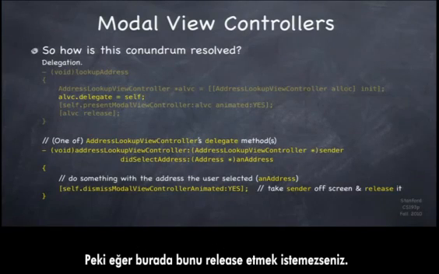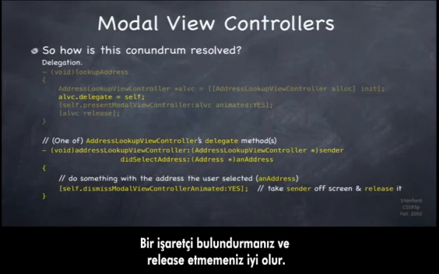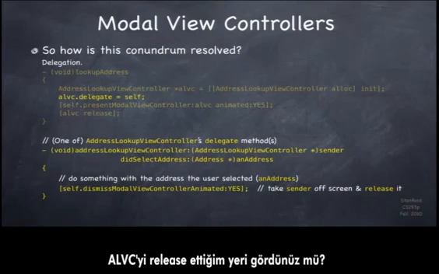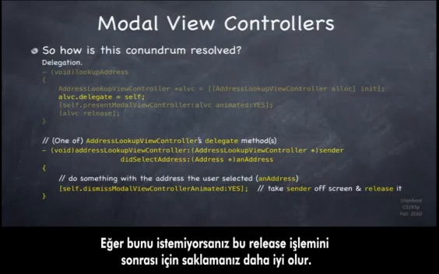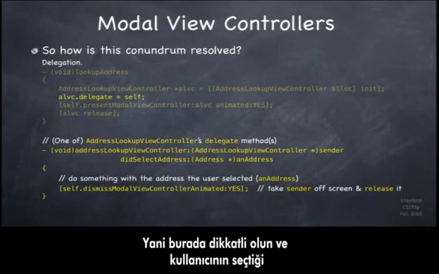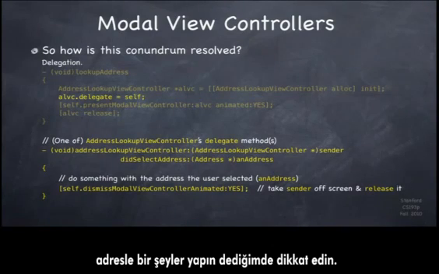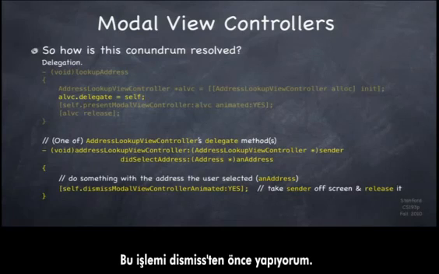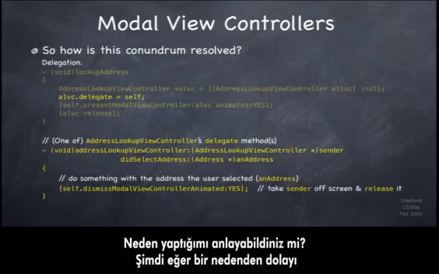So if you don't want it released there, you better keep a pointer and not do the release up above. See where I say ALVC release? Better save that release for later if you don't want it, because after this happens, it's going to be fully released. Okay, so be careful there. So notice that when I say do something with the address the user selected, I'm doing that before I do dismiss. See why I'm doing that?